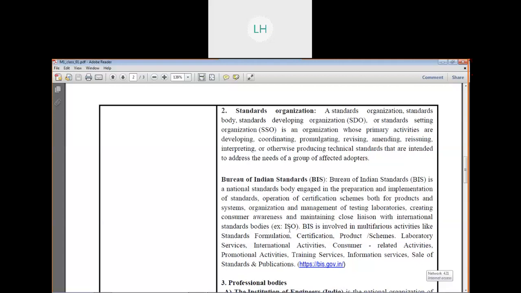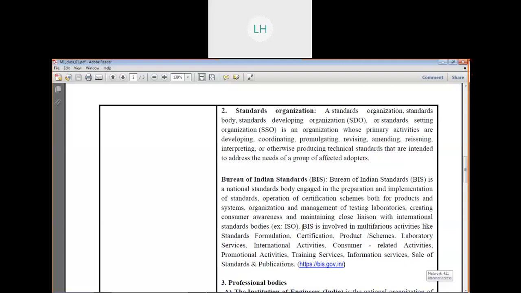the International Organization for Standardization. I think you also know about this term. ISO mark, isn't it? Have you heard this term, ISO? Even different products and machinery all have some ISO mark. That means they are standardized by an international body, that is ISO.